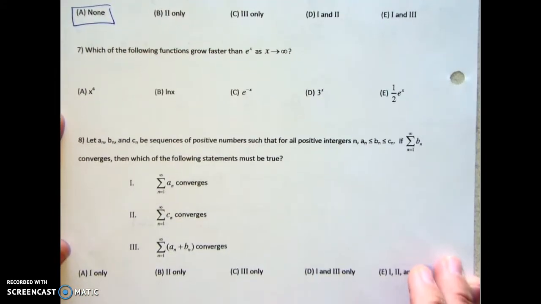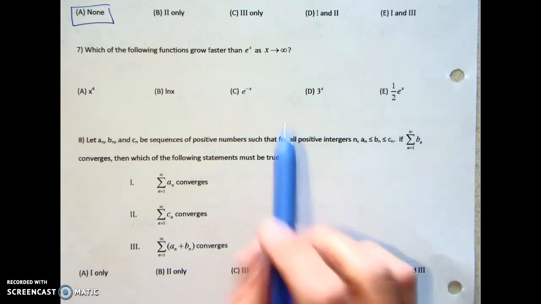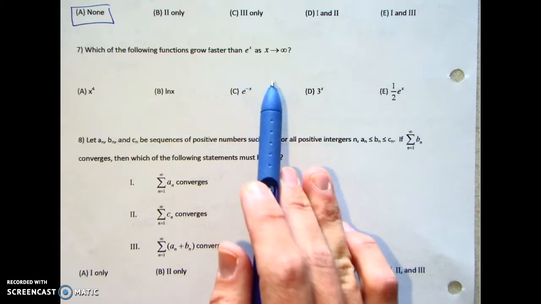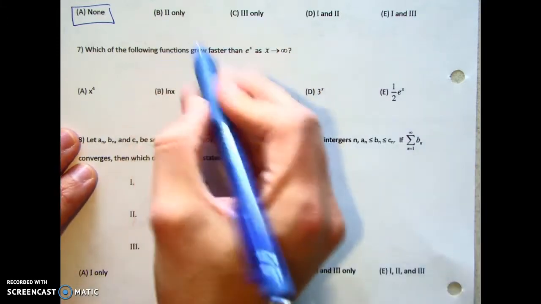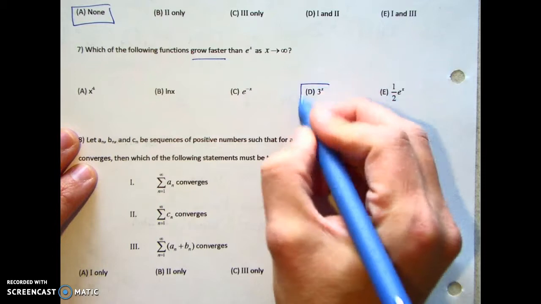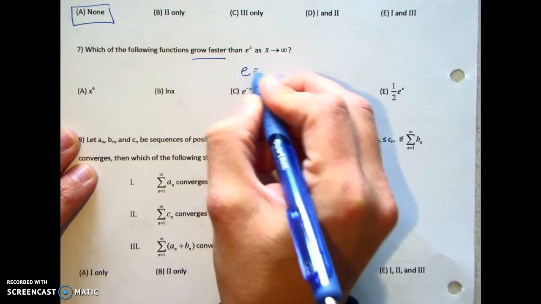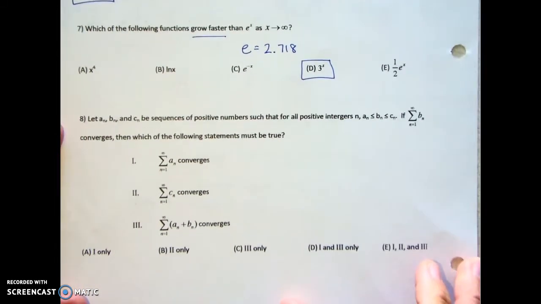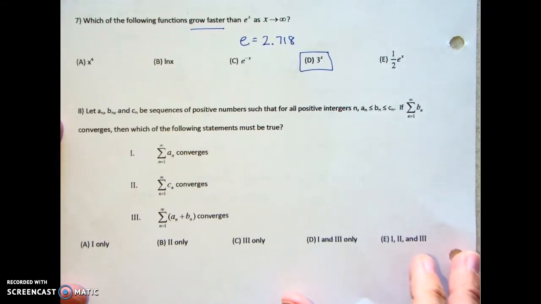Okay, 2 minutes. This one, you guys, I don't even feel like this belongs in this section, but it is. Which of the following is growing faster? It's this one, because e equals 2.7, and that is a larger base. So, I don't know, it's kind of funny, right?